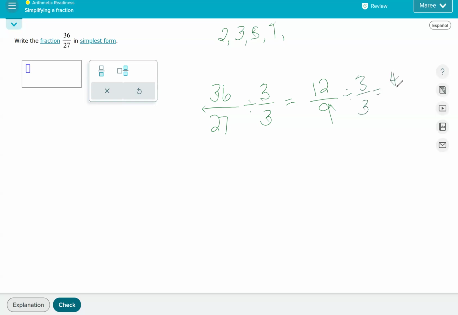12 divided by 3 is 4. 9 divided by 3 is 3. So because 3 is prime and it does not go into 4, this is our simplest form. That's 4 over 3.